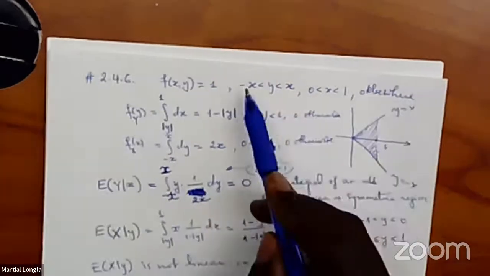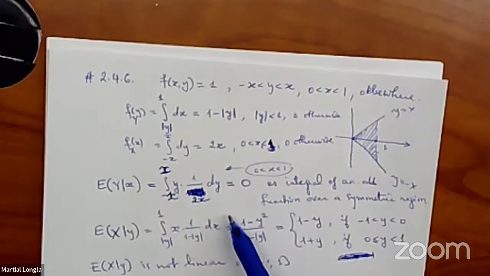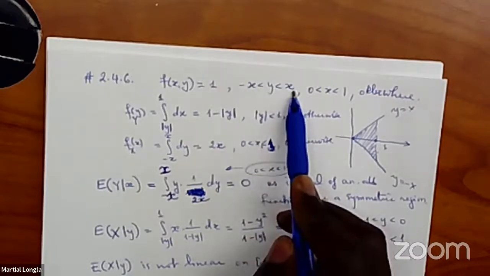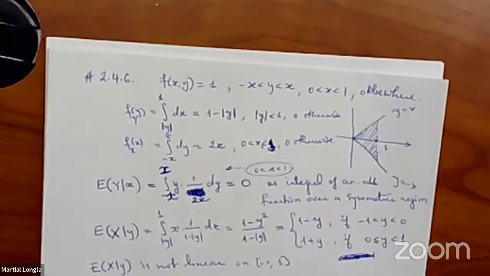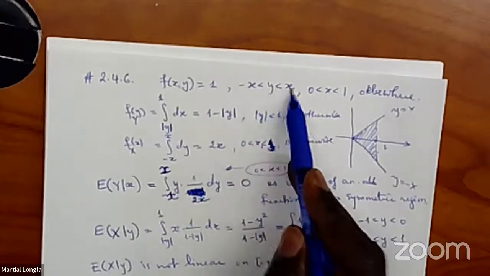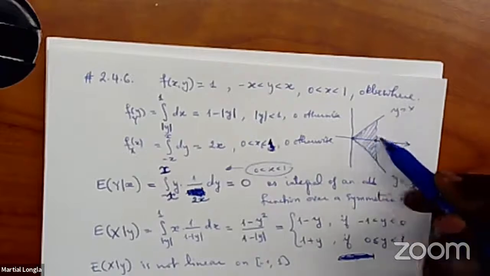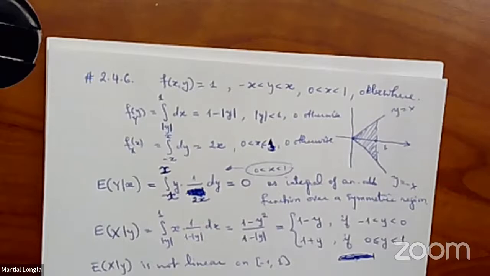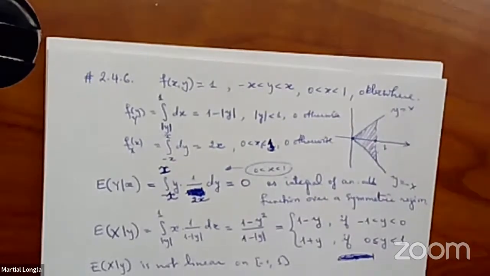The problem says the density is 1 under the condition that y is between negative x and x, and x is between 0 and 1. Draw that space. Negative x less than y less than x. You've got to draw y equals negative x, y equals x, x from 0 to 1. That's it. So this is the region of interest. Get that in front of you before you start answering the questions.